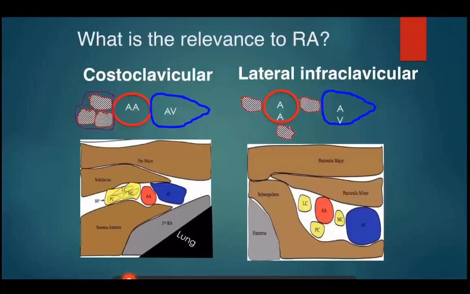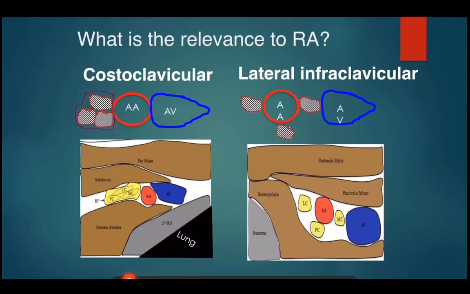So what is the relevance to regional anesthesia? In the costoclavicular area, the brachial plexus bunch lies together lateral to the axillary artery and the vein. And here you can see the lung lies behind the rib and is very close to the structures. So while providing a block here, the chances of injuring the lung are very high. But since the brachial plexus group is lying together, it can be given as a single point injection.